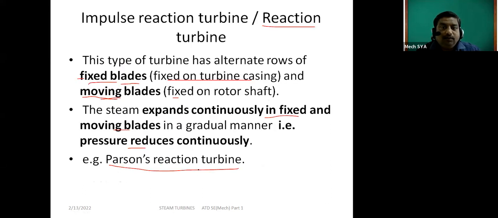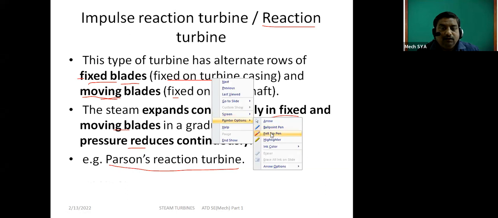Then this type of turbine, the impulse reaction turbine or reaction turbine, has alternating rows of fixed blades and moving blades. But the impulse turbine has only one stage, and therefore we have discussed the steam expanding continuously in fixed and moving blades in a gradual manner, so that the pressure decreases continuously. So this is the principle behind the impulse reaction turbine.